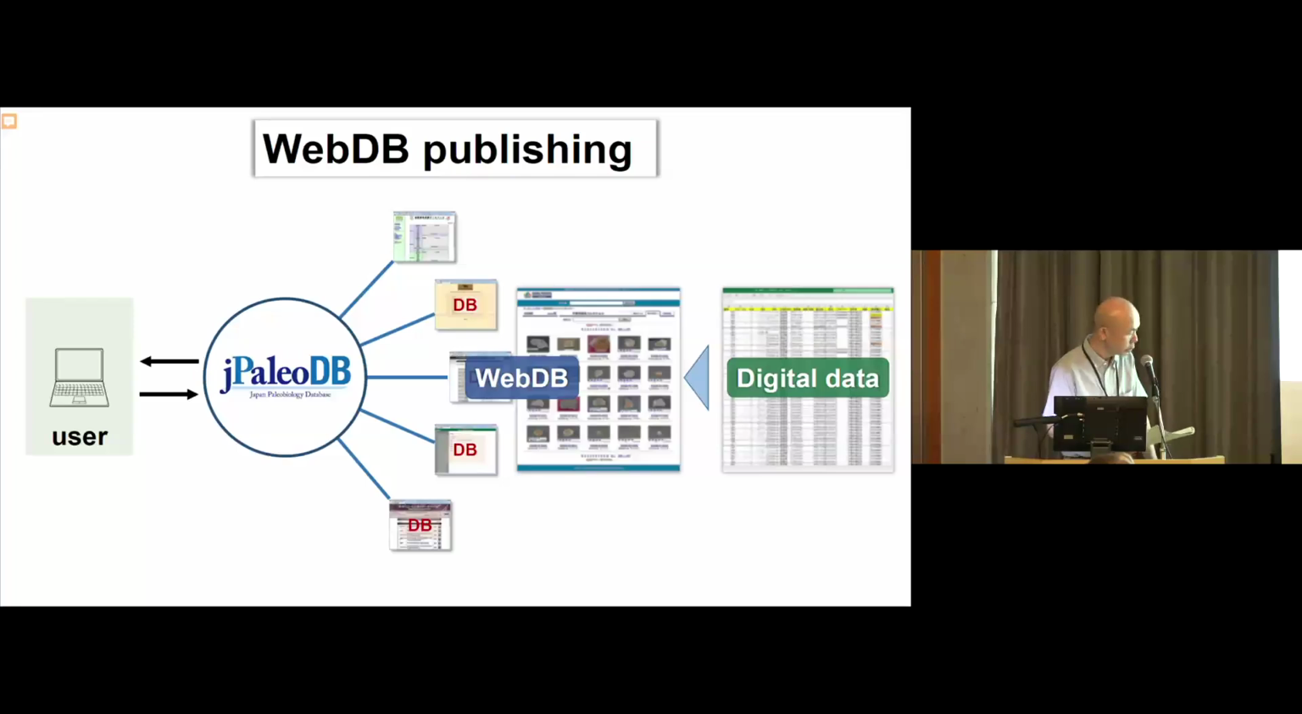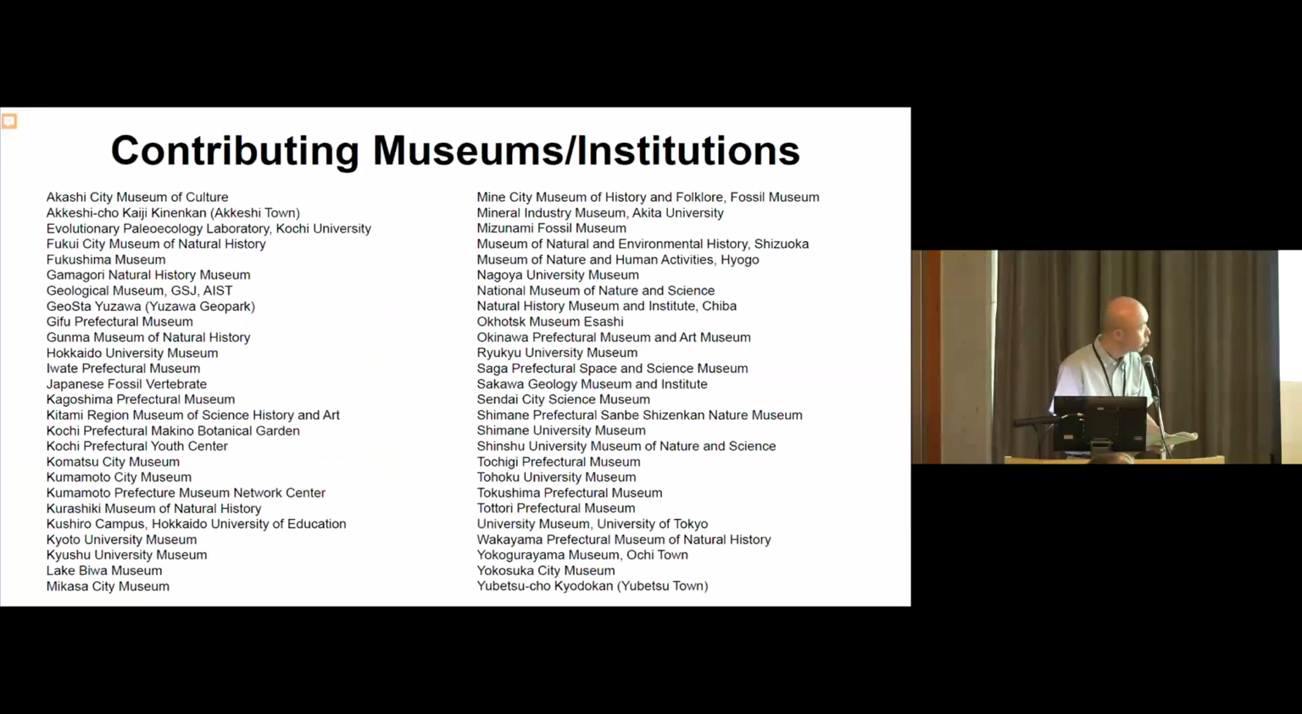And the specimen data will be integrated to JPaleoDB. Now, 50 museums contribute in Japan. Most of the digital data of paleontological specimens are integrated in JPaleoDB. JPaleoDB enables one-stop search for these museums.